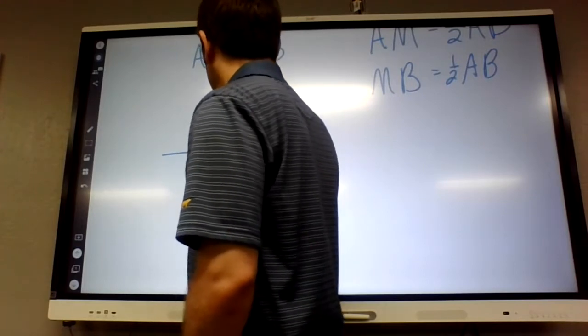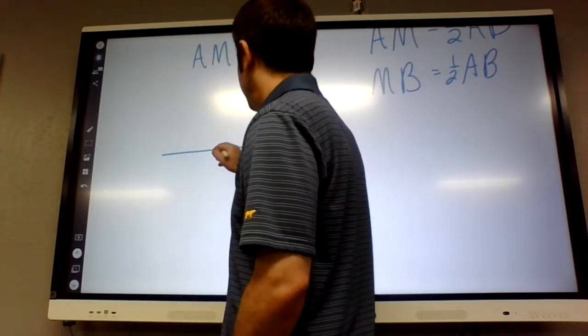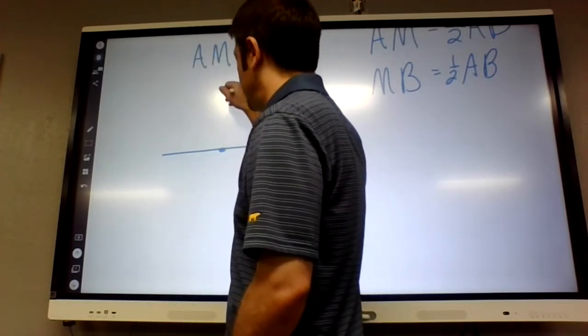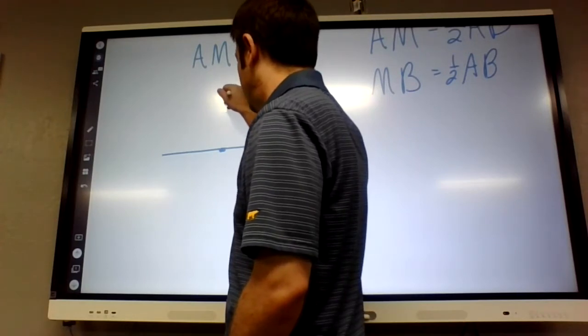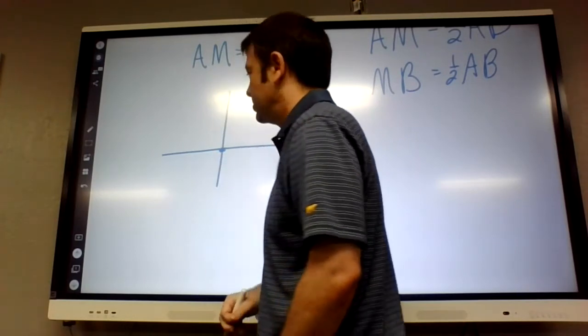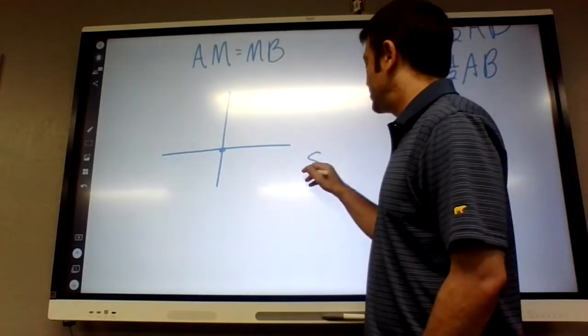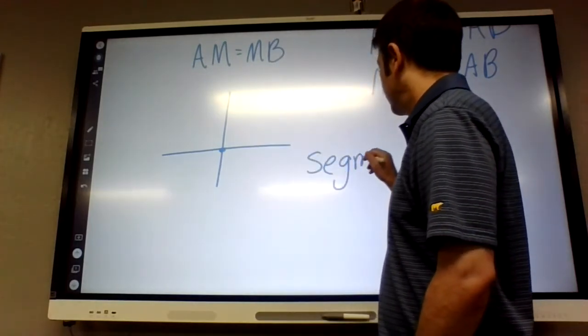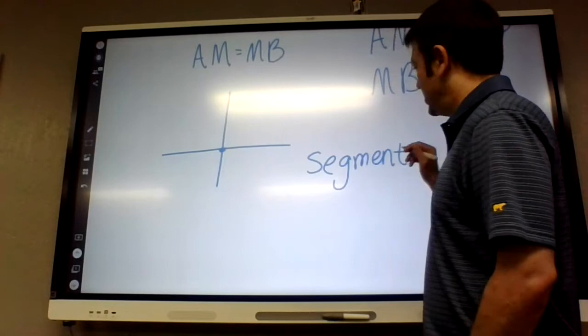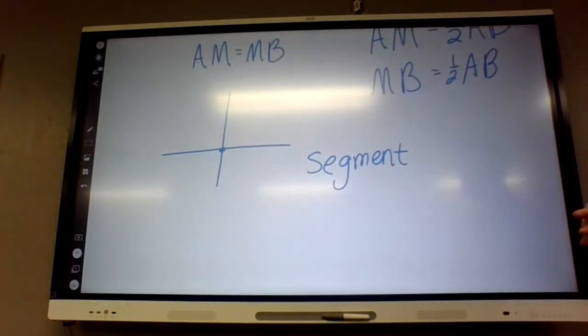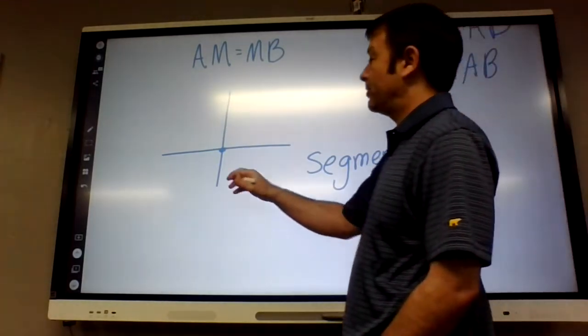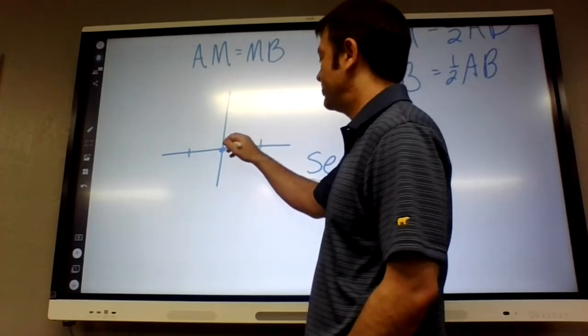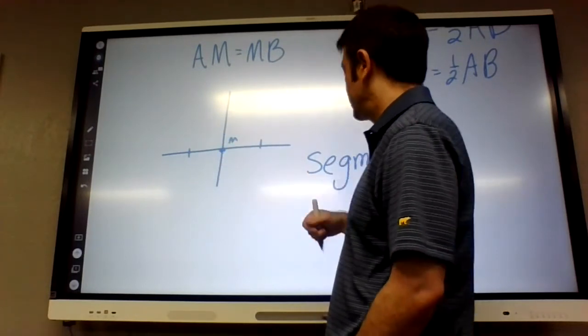Oh yeah, a segment bisector is a line, ray, or segment, or anything that goes through the midpoint basically. So a segment bisector is a line, segment, or ray that cuts another segment in half. Like these two are equal. This is the midpoint for this.